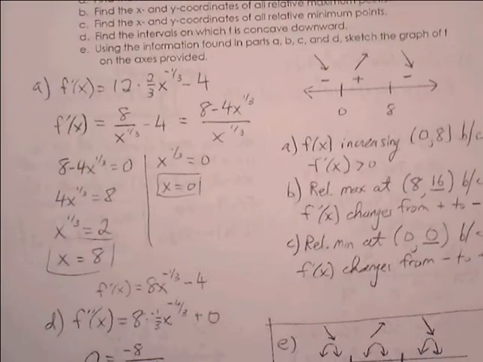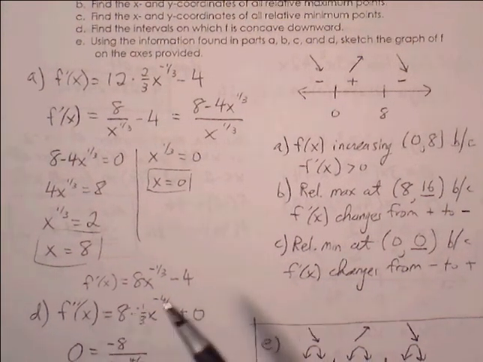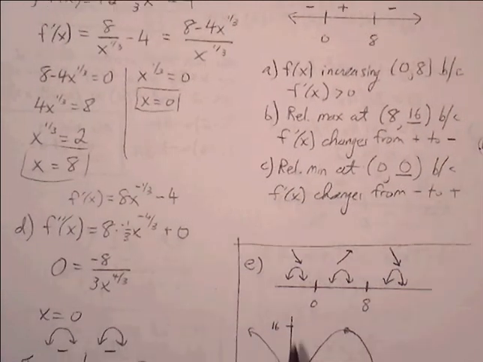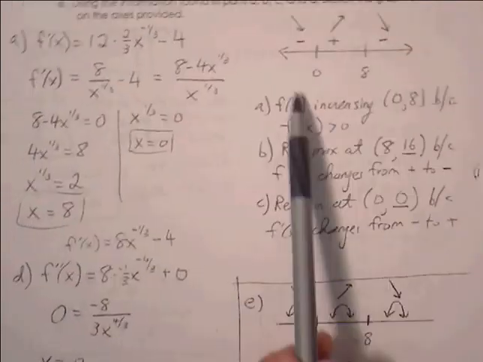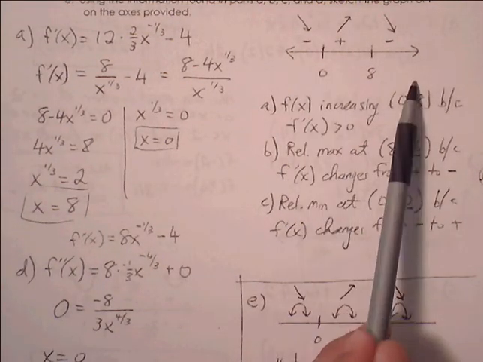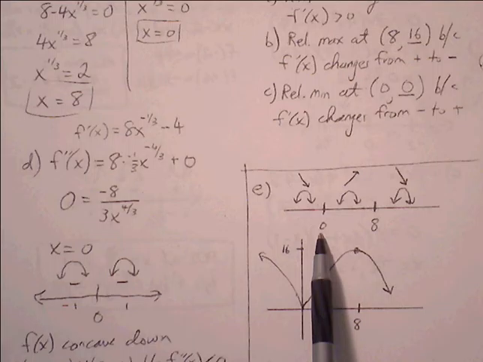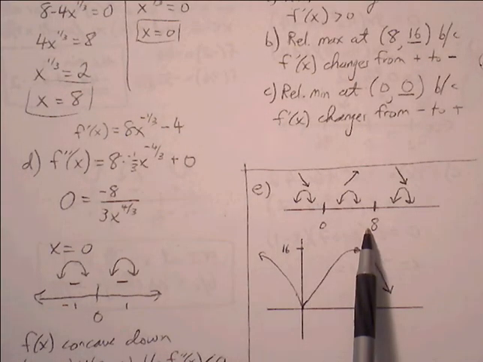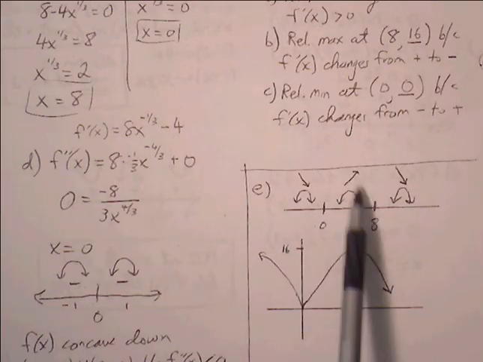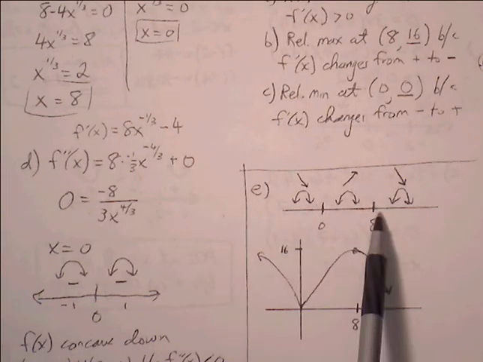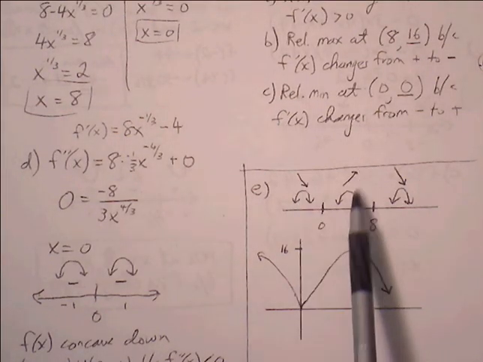Part E, using the information, sketch the graph on the axis provided. There's no axis here, so I just went ahead and sketched out a graph. So if we put information from both sign lines onto one sign line, we know that there's a relative min and a critical point for the second derivative at x equals 0. We know there's a relative max at 8. And then I put the symbols in each of the intervals so that I know the pairing of the slope and concavity.